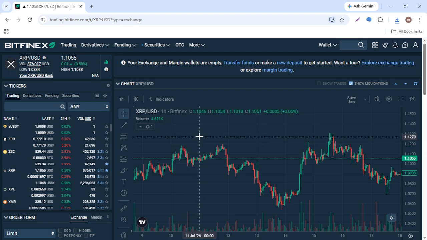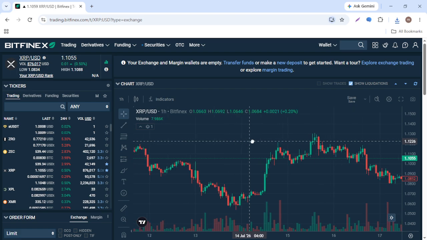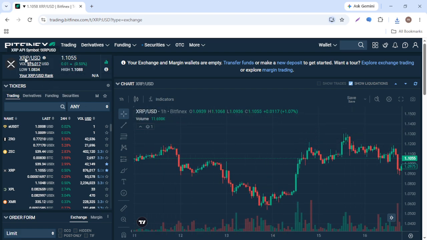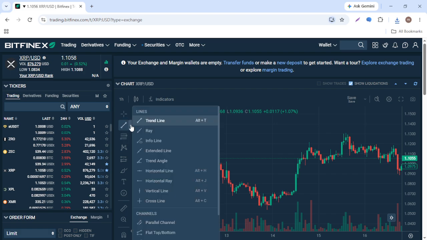To get started, open the trading interface and display the chart for the trading pair you want to analyze. Once the chart is open, look for the Drawing Tools toolbar in the left side of your chart. From the available drawing tools, select the Trend Line tool. After selecting it, move your cursor onto the chart.